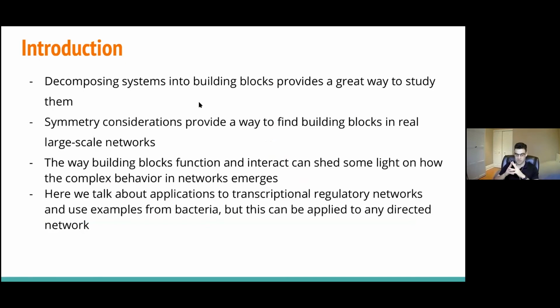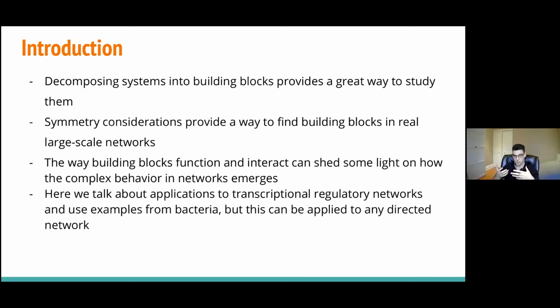It's a really good approach to studying networks by decomposing them into building blocks, because it really makes sense. You take the big network that has very complex behavior, and you break it into small parts. You say, okay, this small part functions like this, this other one functions like that. Then you study how they interact, and then you have a good idea of how the whole system functions. So it's a really good way to approach this.